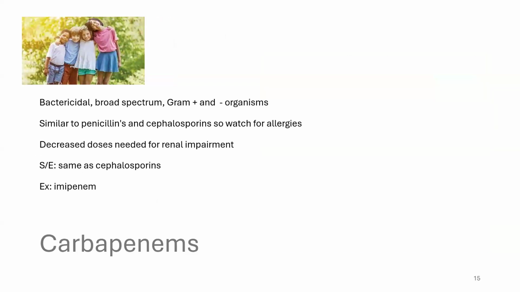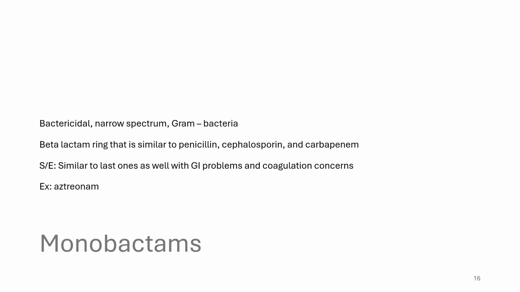We have our carbapenems. These usually end in penem. So you'll see the example there of imipenem. These are bactericidal, and they're pretty broad spectrum, meaning they cover both gram-positive and gram-negatives, and a lot of them. We have monobactams. Again, I have an example here. These are bactericidal. They have a pretty narrow spectrum covering just gram-negative bacteria.